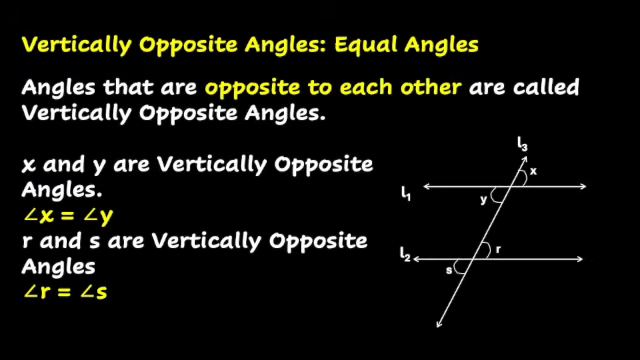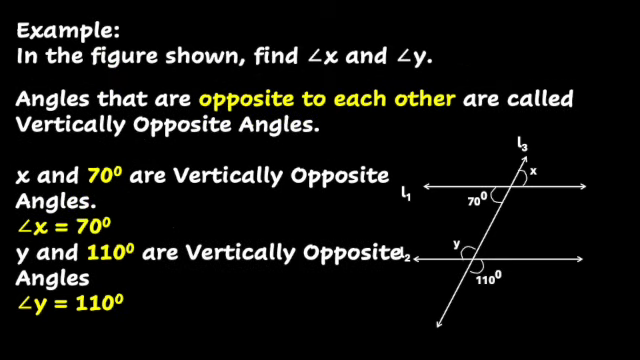Next we talk about vertically opposite angles, which are equal angles. Angles that are opposite to each other are called vertically opposite angles. So have a look at the figure here. You can see X and Y are vertically opposite to each other. So we can say angle X equal to angle Y. In the same way we have another pair of vertically opposite angles, which is angle R and angle S. So we can write angle R equal to angle S.